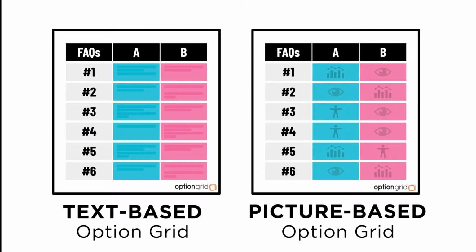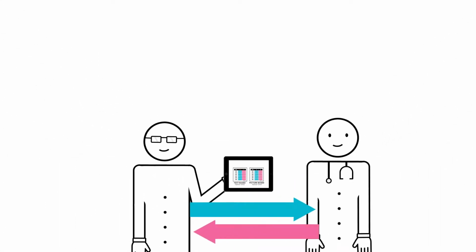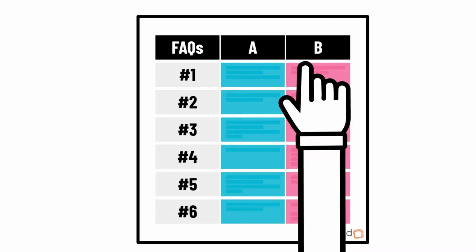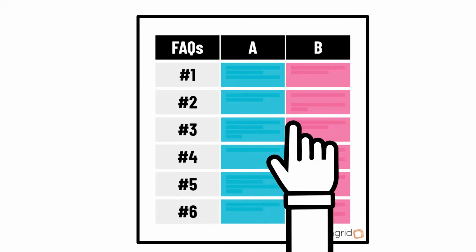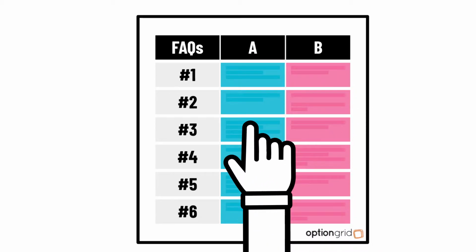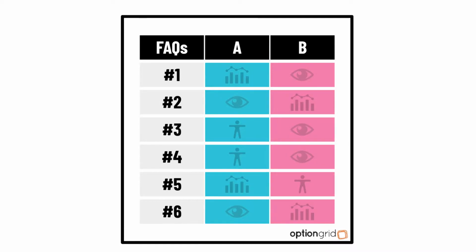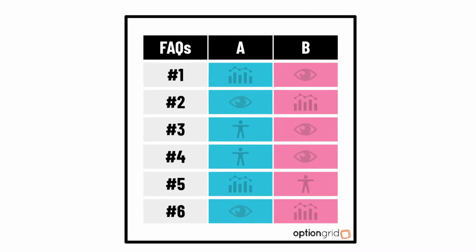Option Grid and Picture Option Grid help facilitate shared decision-making conversations. They are conversation aids that compare different treatment options by presenting the best and most up-to-date research that answers frequently asked questions that people find most important. They have the same plain language text. We added pictures to Picture Option Grid to help people with lower health literacy.